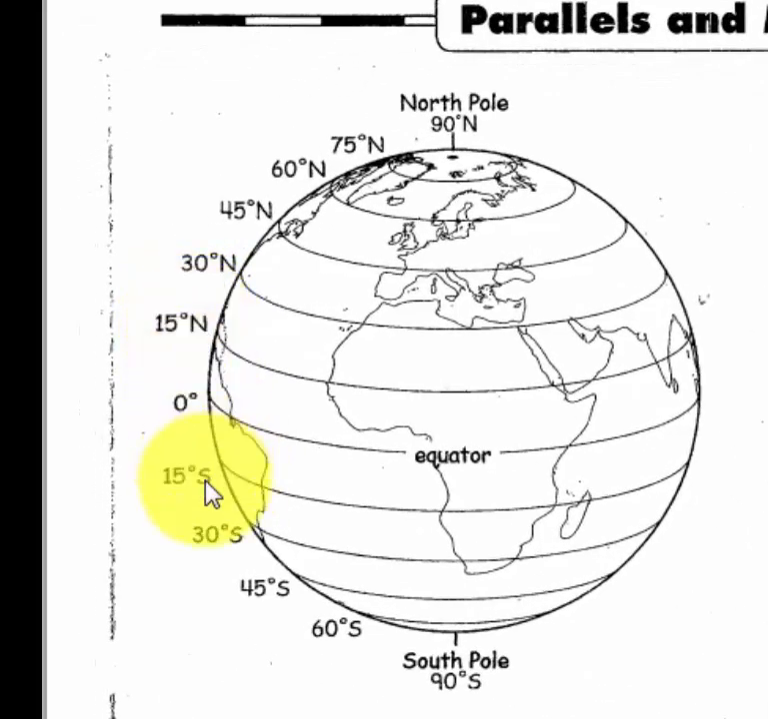One has an N and one has an S. So unless you tell me if it's N for north or S for south, I don't know. So you would actually write out the word north as well. So we have the word 15 written out, the word degrees written out, the word north written out. Now, 15 degrees north is this one right here.